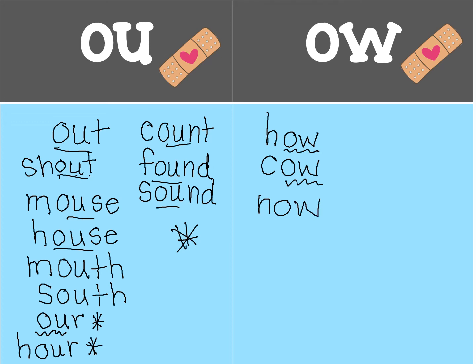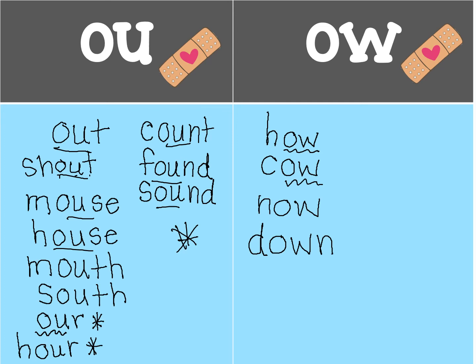Now. Our next word is down. I hear a D. Make your C, turn it into a D. Ow, I'm going to put O-W. Down. And I hear an N at the end. Down.